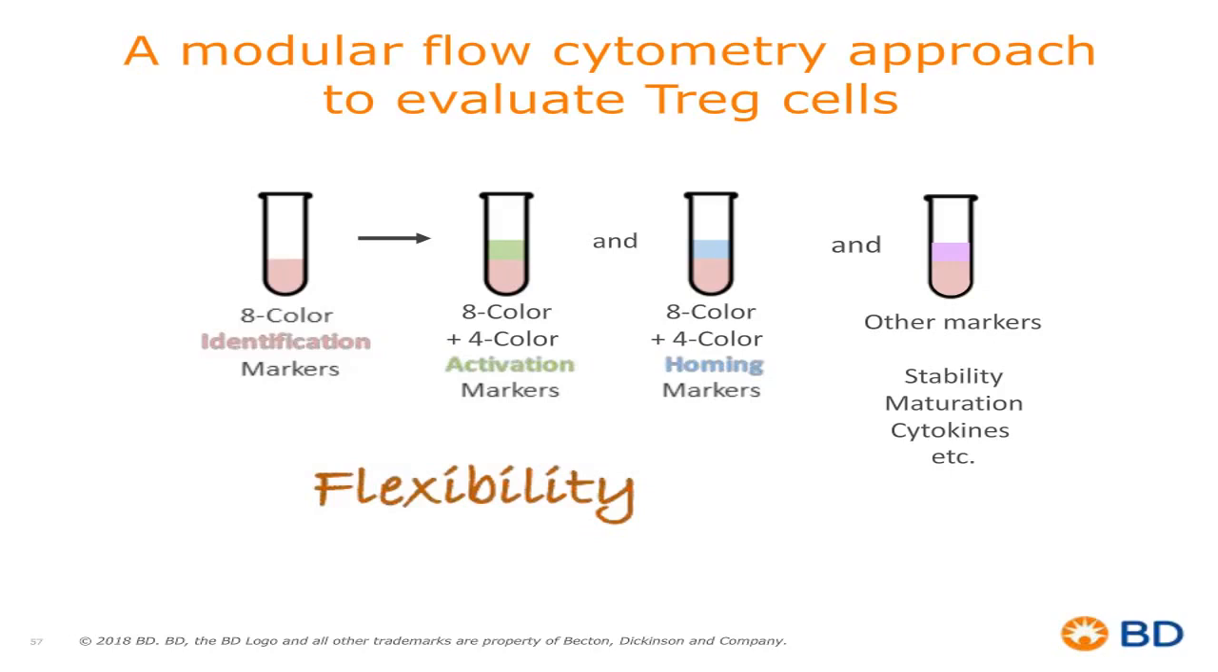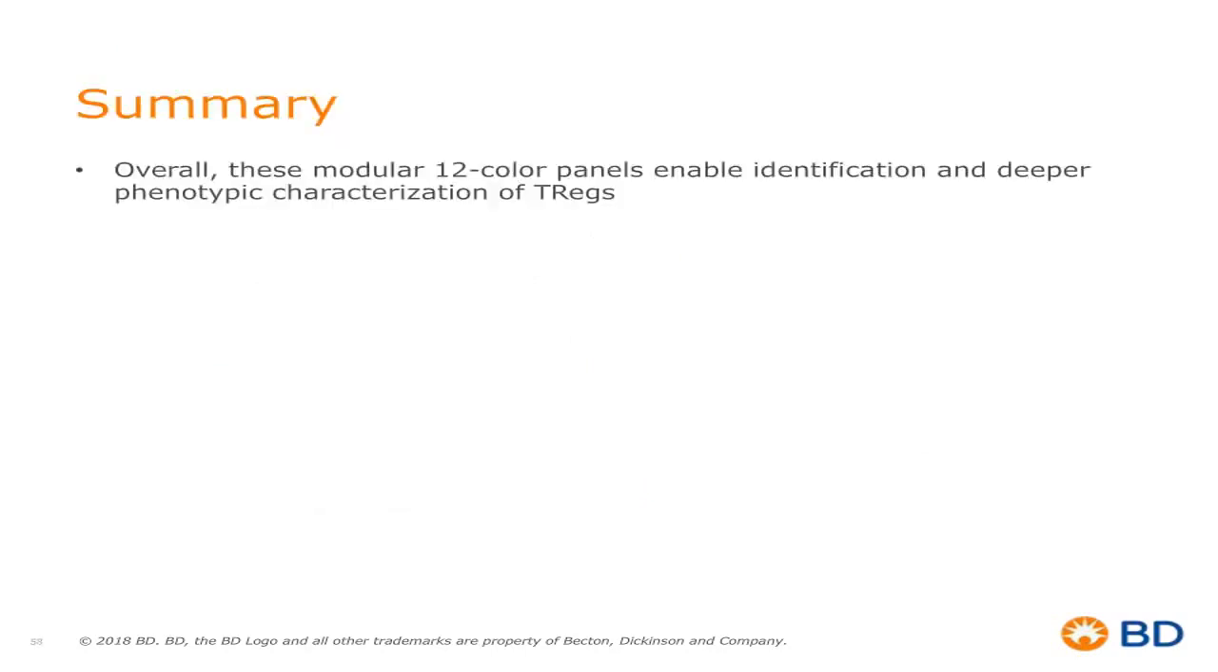Maybe I want to start looking at different donors and choose different markers that have to do with development. Really, the key is using a modular flow cytometry approach. You can have a lot of flexibility, and especially, as we understand, most laboratories have certain populations of cells that they're interested in looking at.